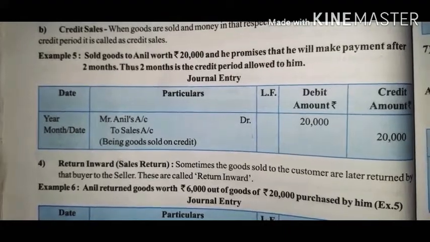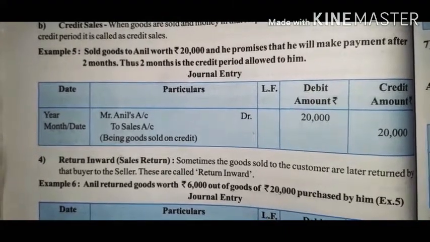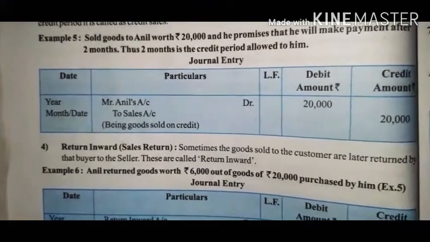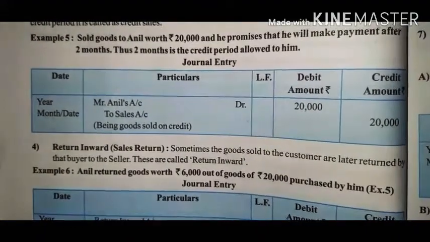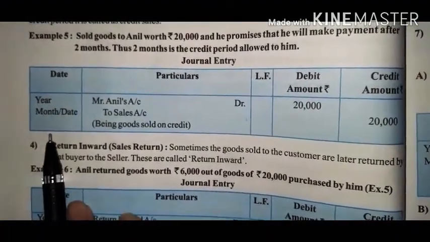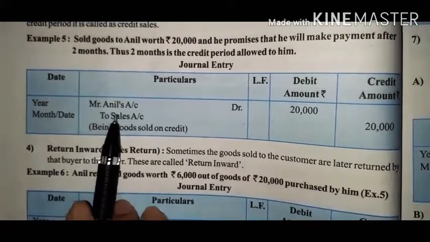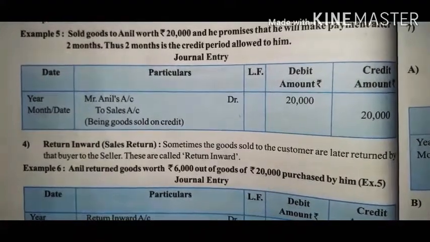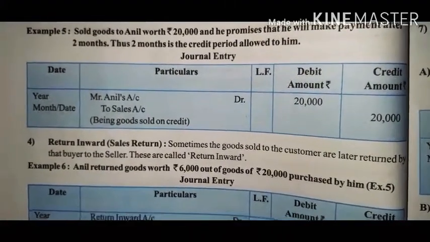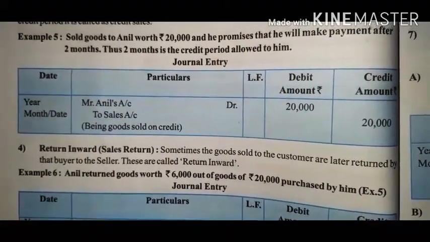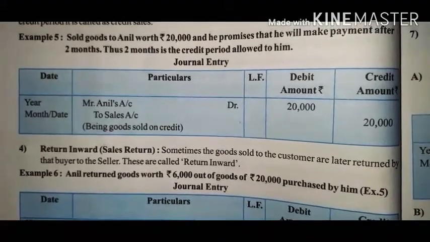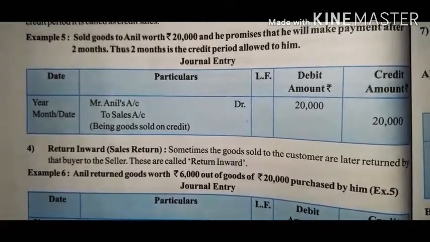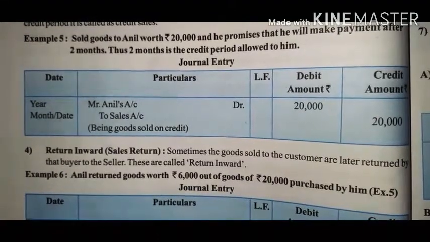So here the name of the party will appear, to whom you have allotted the credit period. The date of the transaction, Mr. Anil's account. To whom the credit period is offered, Mr. Anil. Now here the name of the receiving party will appear because this is a credit transaction. So Anil account is a personal account, debit the receiver and credit the giver.